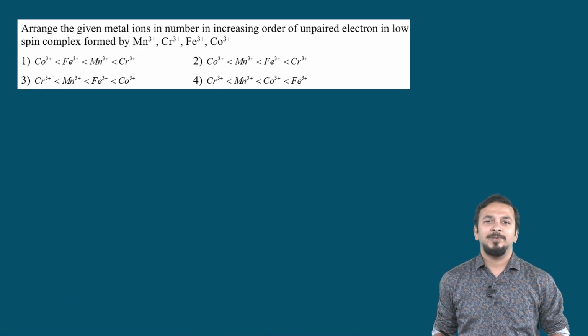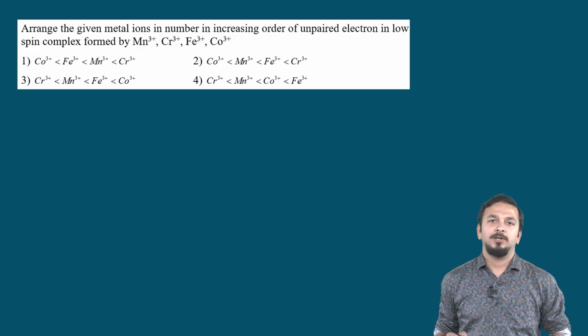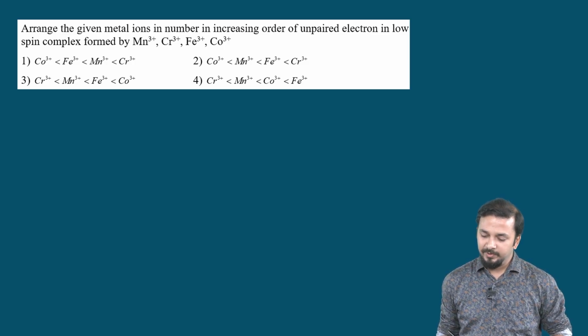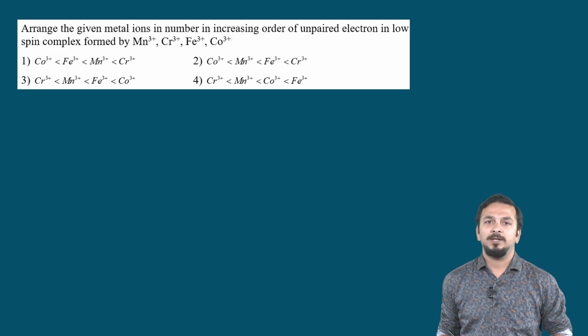Hello students, let me introduce myself. I am Rishabh sir, Senior Chemistry Faculty, and today I am going to discuss some questions of JEE Mains 22nd January Shift 1. So first question in front of us is, arrange the given metal ions in increasing order of number of unpaired electron in low spin complex formed by Mn plus 3, Cr plus 3, Fe plus 3 and Co plus 3. So this question is based on crystal field theory, or we can say it is from coordination compounds chapter, subtopic crystal field theory.